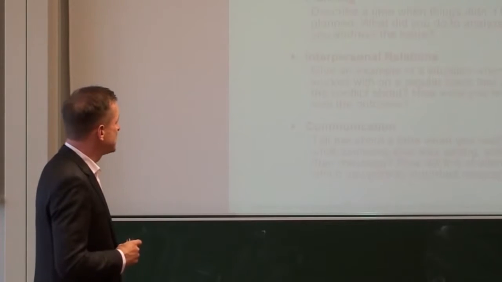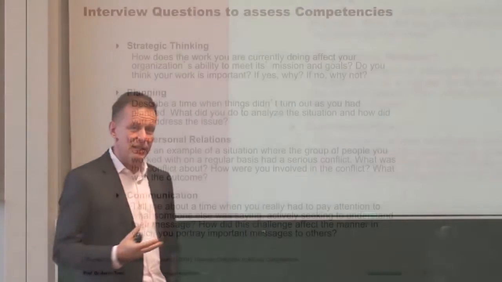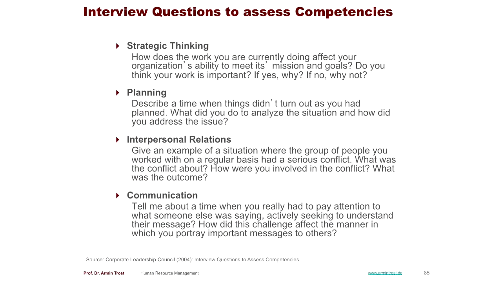Let me pick out one of these, planning, the second one. This question is about planning. It's about your planning skills, about your competency in planning. So the question is, describe a time when things didn't turn out as you had planned. What did you do to analyze the situation, and how did you address the issue? Now, I think every student should be able to reflect on his or her past. I mean, all of you have experienced situations like this. So the question now is, how did you deal with such a situation? You see, with such a question, an employer really wants to go very concrete, really wants to see how you behave in certain situations. Okay?